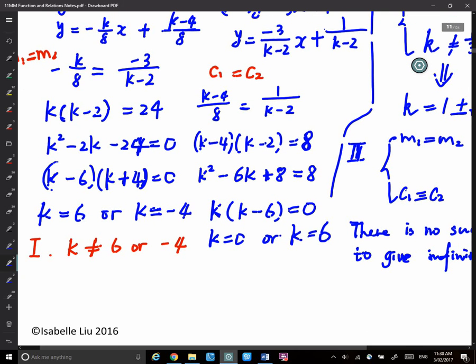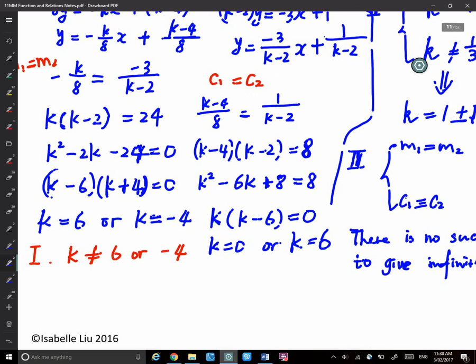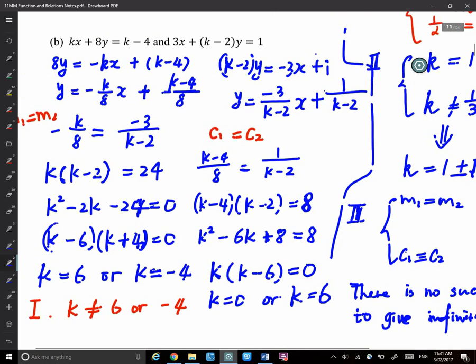Okay, let's think about k equals 0. Can k really become 0? Think about what will happen when k equals 0. Go back to the original equation. Think about that.